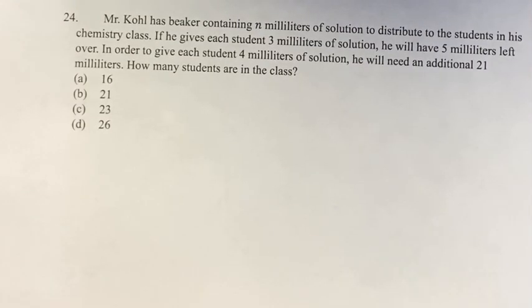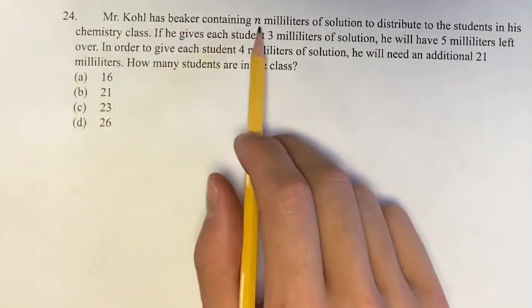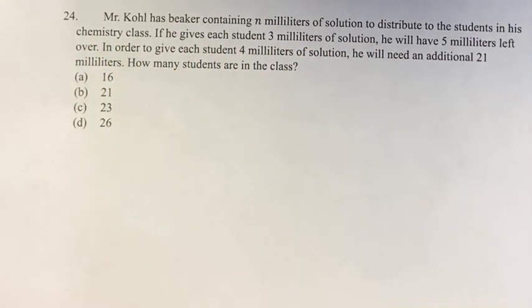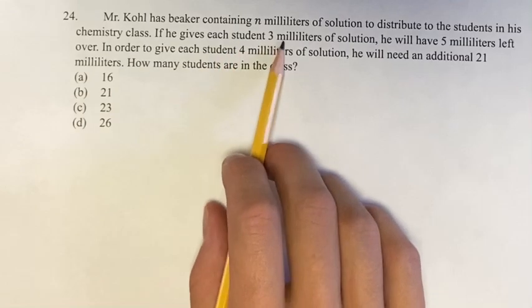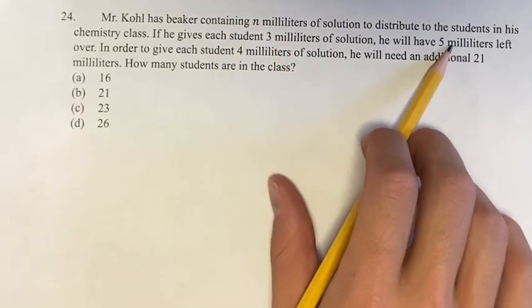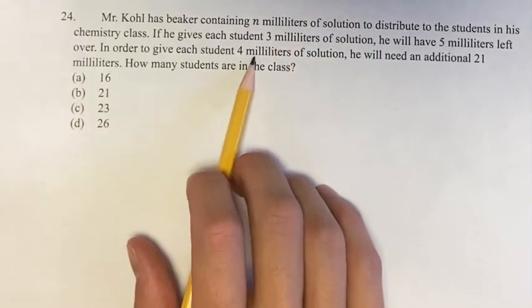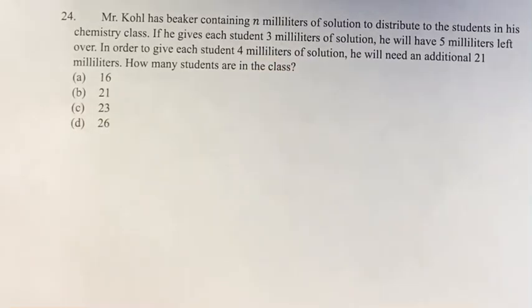In this problem, we have Mr. Kohl has a beaker containing n milliliters of a solution. If he gives each student 3 milliliters, he will have 5 milliliters left, and if he gives them 4, he's going to need to get an additional 21 milliliters. So how are we going to think about this?